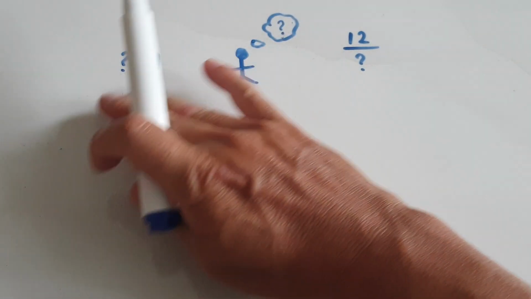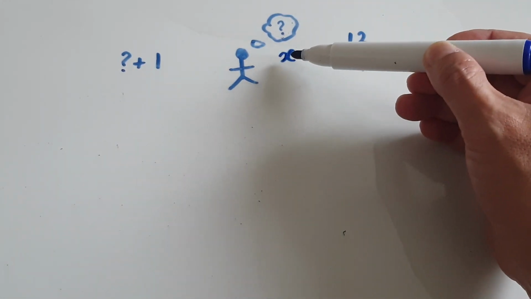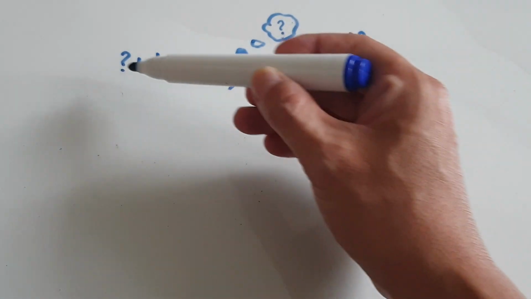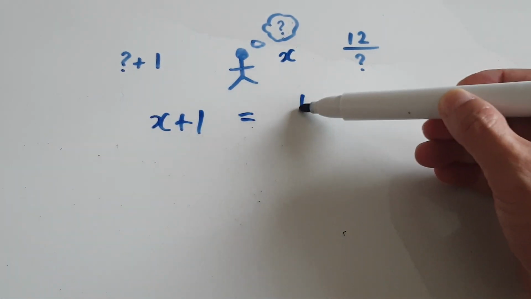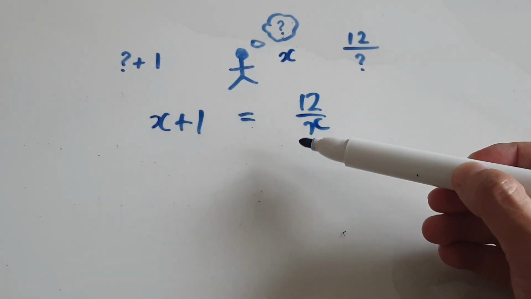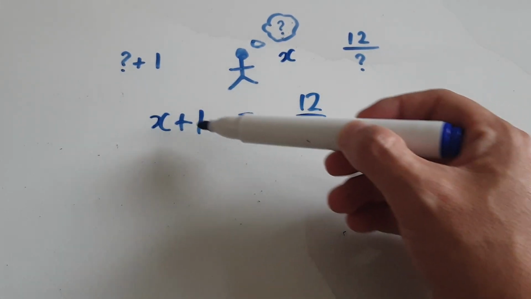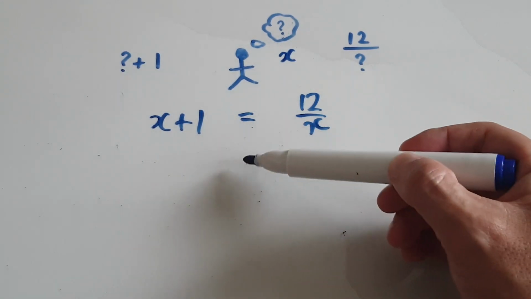Okay, so to do this, in maths, when you don't know something, call it x. So we're trying to figure out x. So let's use algebra. x plus 1 would be the same as 12 divided by x. So basically, I'm trying to figure out an x, or there could be more than one, where this side equals this side. So now just solve it.